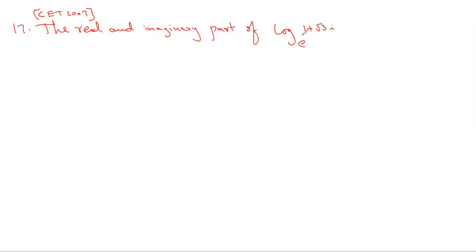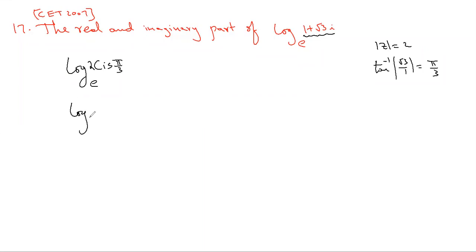This is what the question asks, the real and imaginary parts. To find the real and imaginary parts of this complex number, you need to convert this into polar form. The polar form is straightforward. Mod z equal to root of 1 square plus root 3 square, which is 2. And it lies in the first quadrant. The formula is tan inverse of y by x, directly root 3 by 1, which is pi by 3. So this is directly log of 2 cis pi by 3, base e. And the Euler notation for that is 2 times e power i pi by 3, base e.